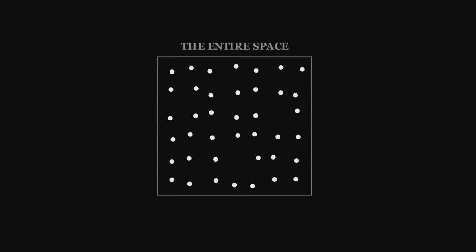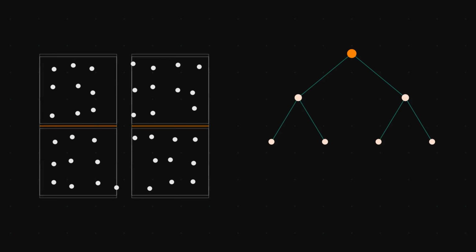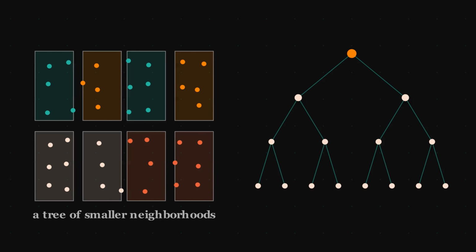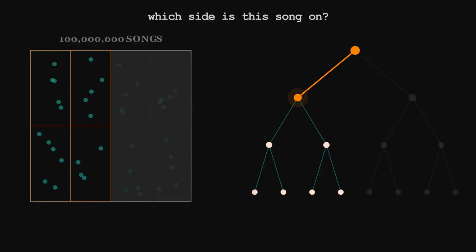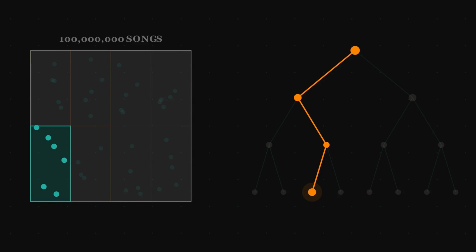You can narrow it down first. Here's the idea. Take all your songs and split them into groups, then split those groups again and again. You build a giant tree of smaller neighborhoods. Now when a new song shows up, the system doesn't check all 100 million songs. It follows the tree. At each step it asks, which side is this song on? Left, right, left again, until it lands in a small nearby group. Then it checks only those songs.